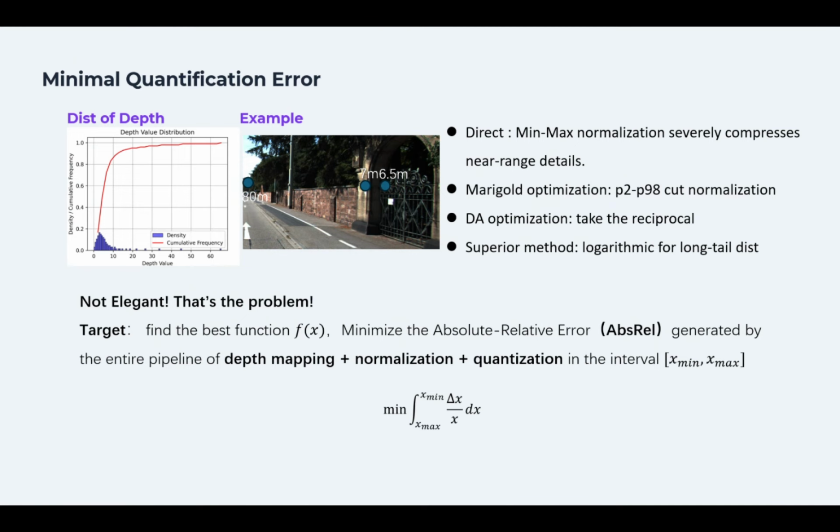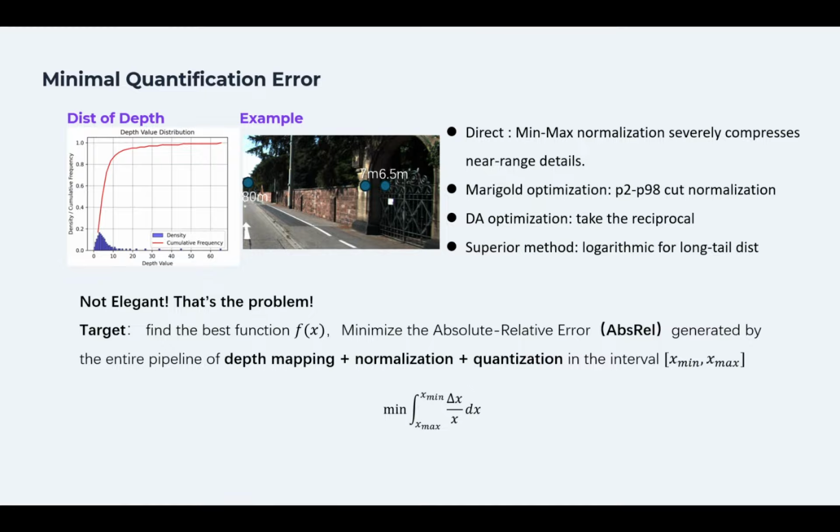And Depth Anything optimizes the reciprocal, because the reciprocal function grows fast in the near range and slow in the far range. Similarly, the logarithmic function should also grow fast in the near and slow in the far. However, all of them are not good, not elegant. That's a problem.